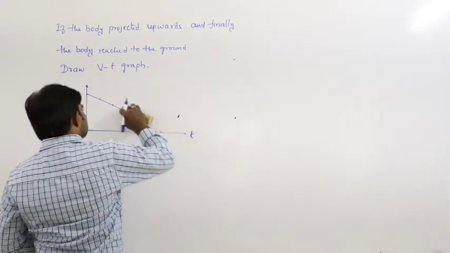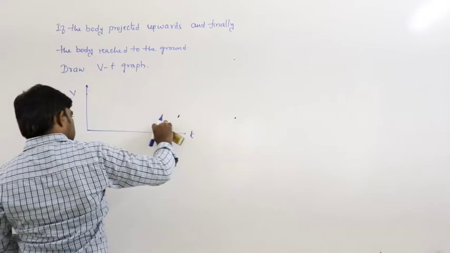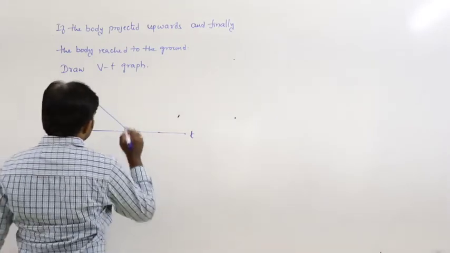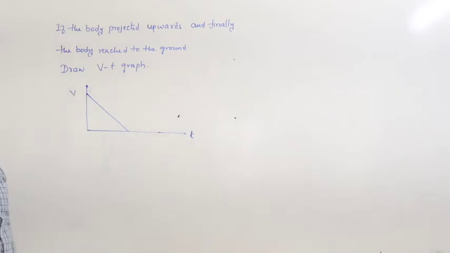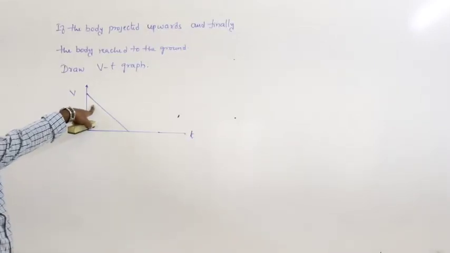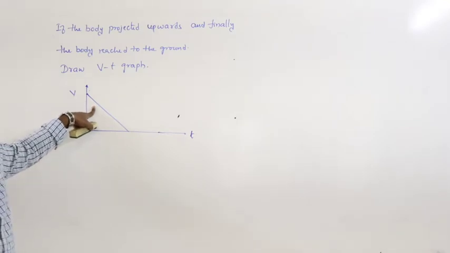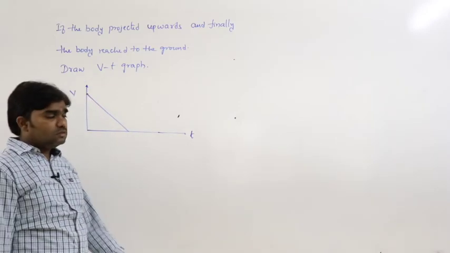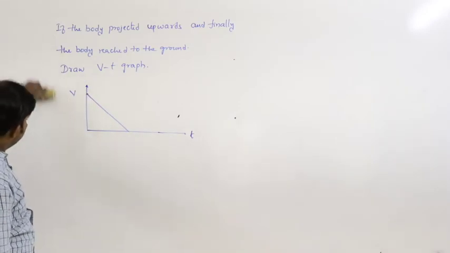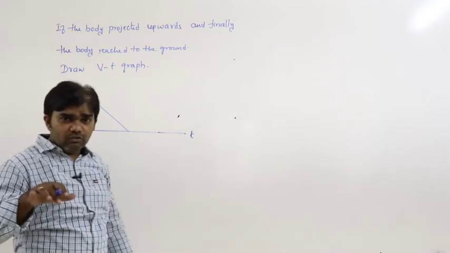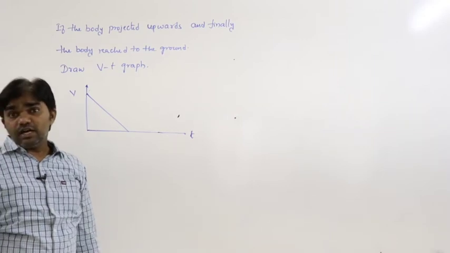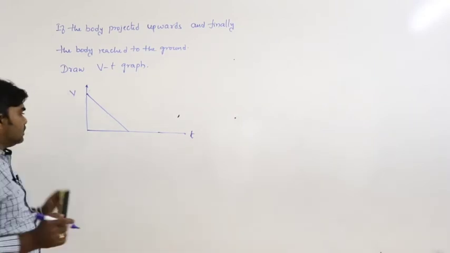So if you draw this, let us say this is the shape of the graph. This is the shape for a body projected upwards and reaching maximum height. Again the body moves downwards. From maximum height onwards, the body moves downwards. While the body moves downwards, velocity gradually increases again. So that is the situation.